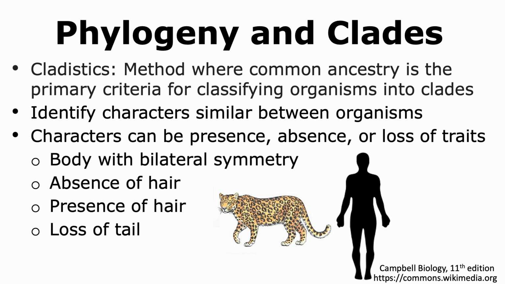The loss of a tail can also be considered as a character because, as we have seen in humans, we know that our ancestors had tails, but we don't, and hence apes lost their tail. Thus, we can have different types of characters that can be used to build these phylogenetic trees using the discipline of cladistics.